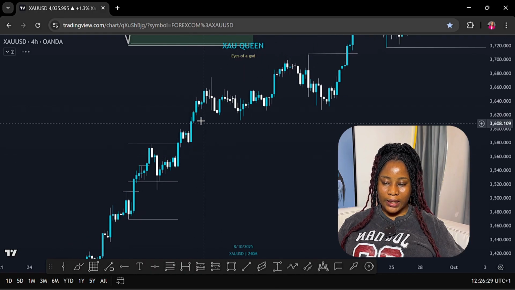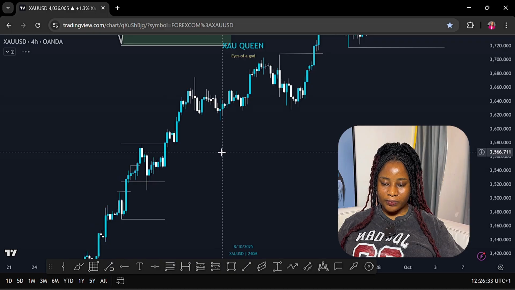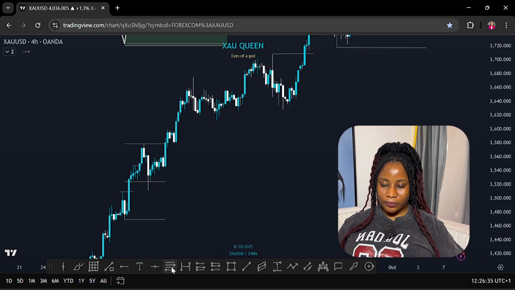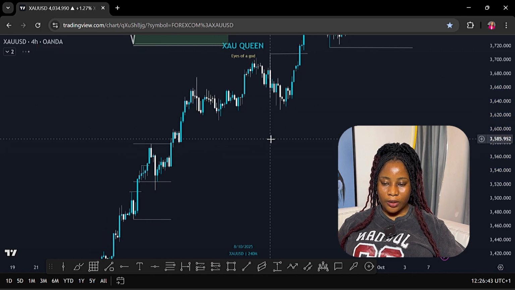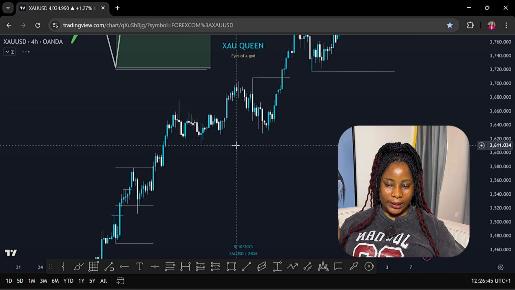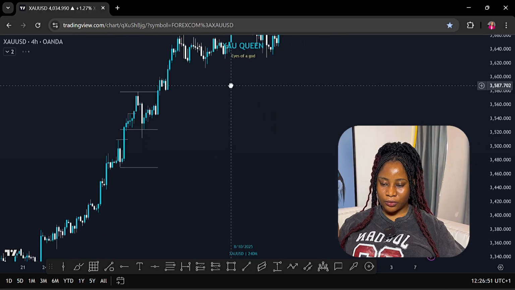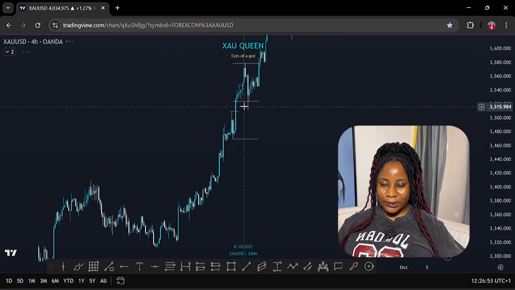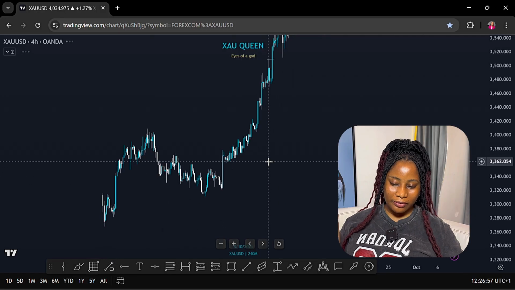Here we didn't get the pullback into the discount, from this low to this high. We didn't get a pullback, which I told you is normal here. But you will notice that here we got the pullback into the 50%, which is sweet. When it happens here and you catch it yourself, you will be happy with yourself.